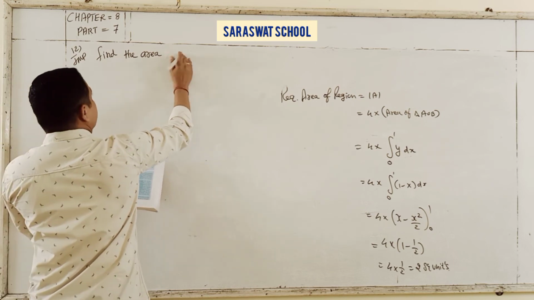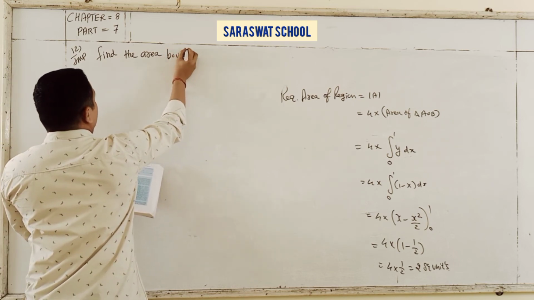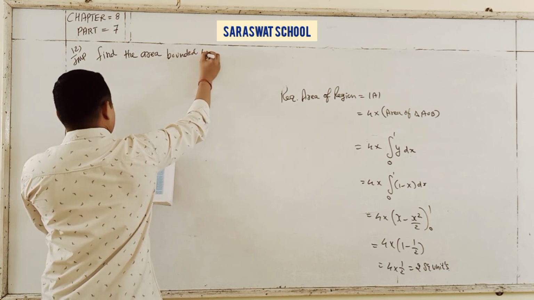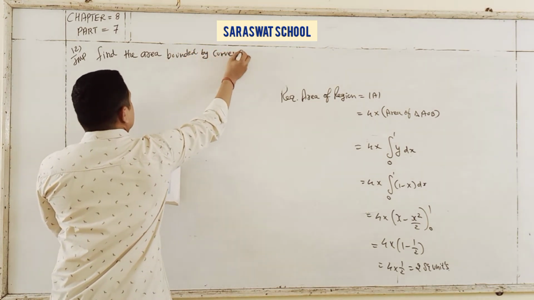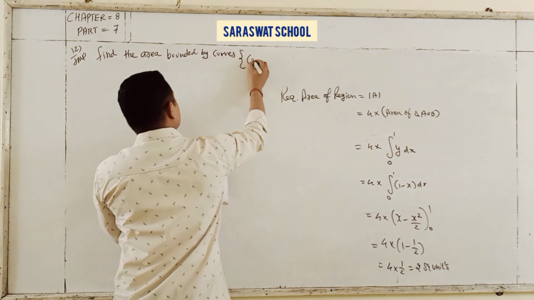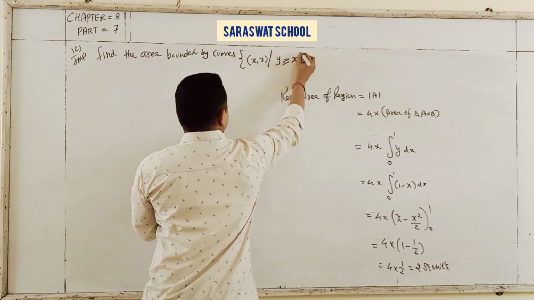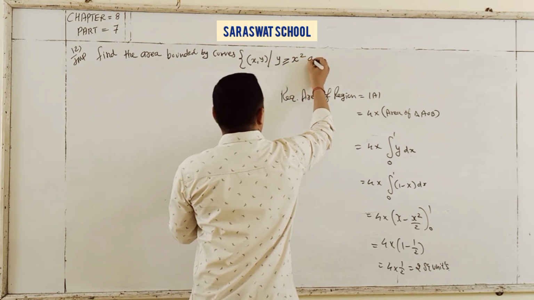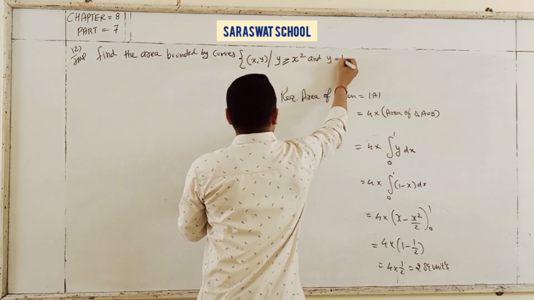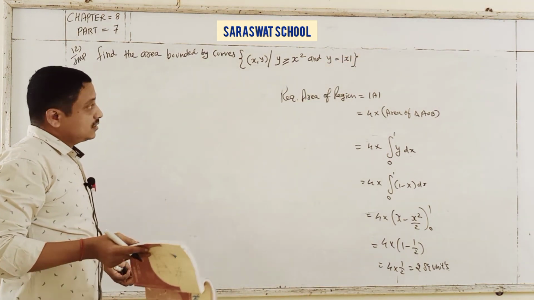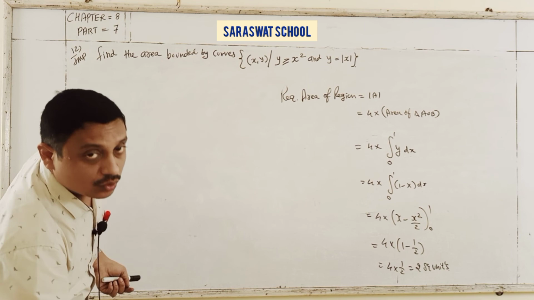bounded by the curves, forming the set of x, y such that y is greater than or equal to x square and y is equal to modulus x. Yes, bounded by y equal to x square and y equal to modulus x.